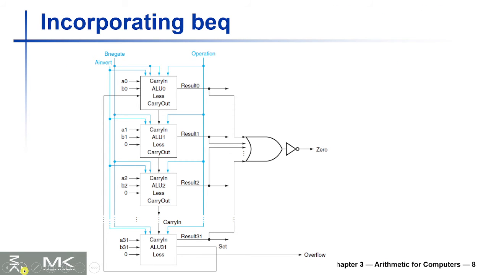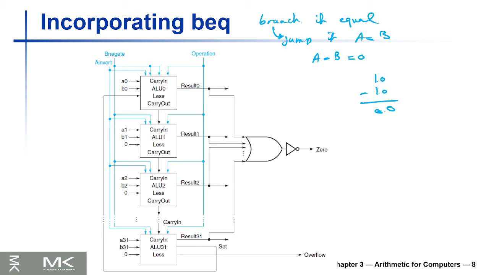Another instruction is branch equal. Branch if equal. So we are saying that jump if A equal to B. A equal to B means that A minus B should be 0. Again, we're gonna use a subtraction. So for example, 1 0 minus 1 0 is basically 0 0. So all bits in the result should be 0.